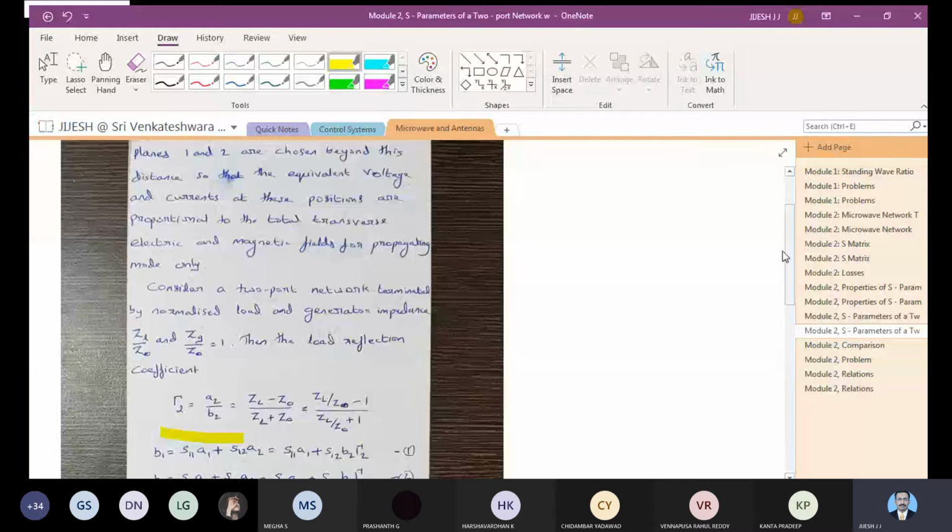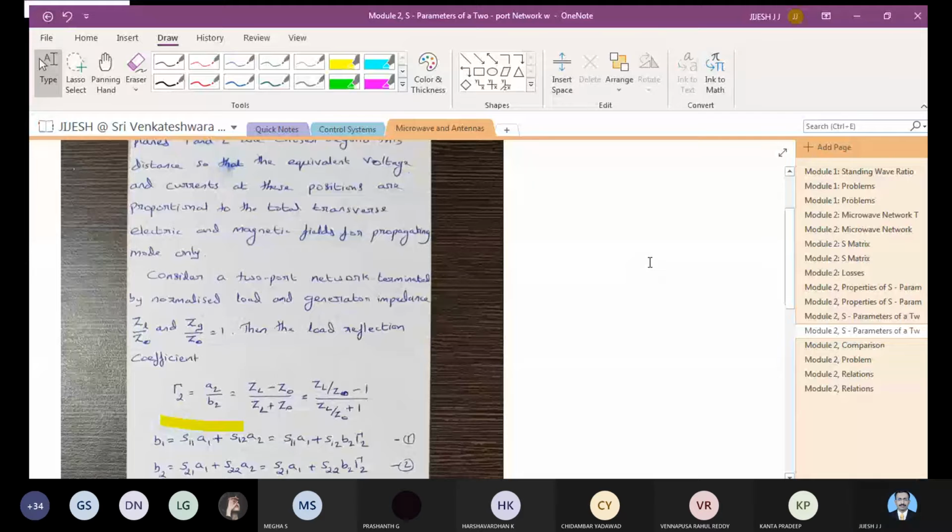You know that matrix B can be written as a combination of matrix S into matrix A. So this is the equation we are going to use, and then we are going to solve it further.